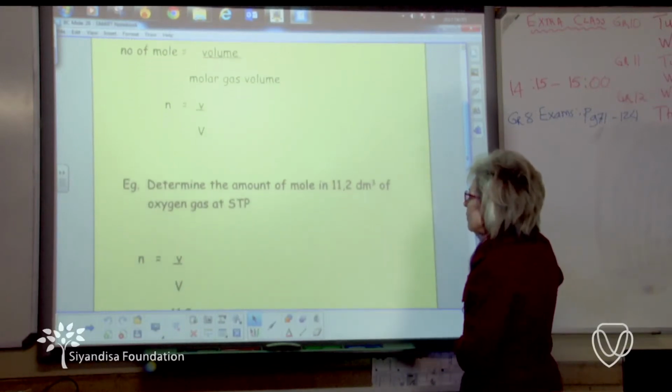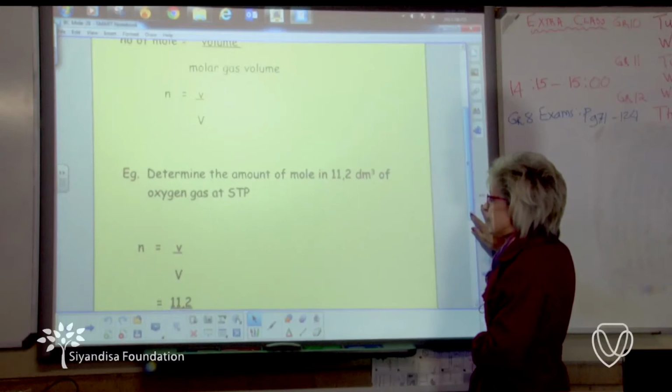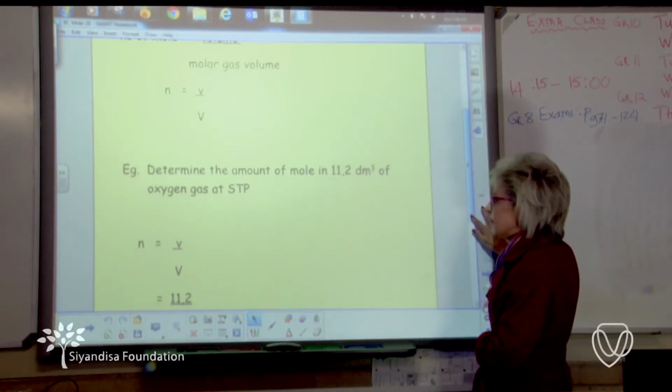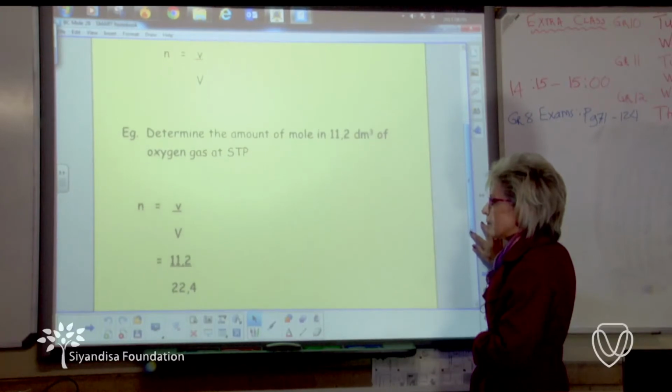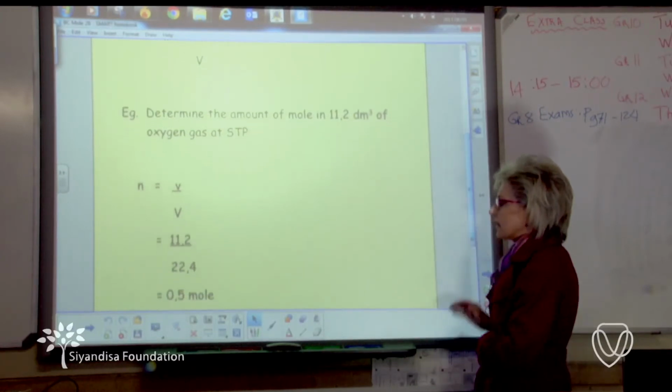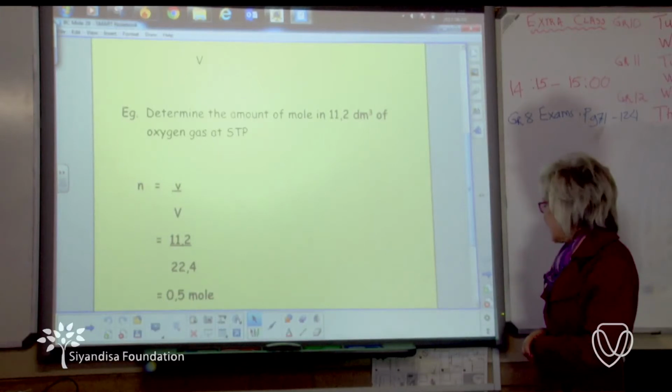Question: determine the amount of mole in 11,2 cubic decimeter of oxygen gas at STP. So our formula being V over Vm, 11,2 divided by 22,4, giving us the mole value of 0,5.